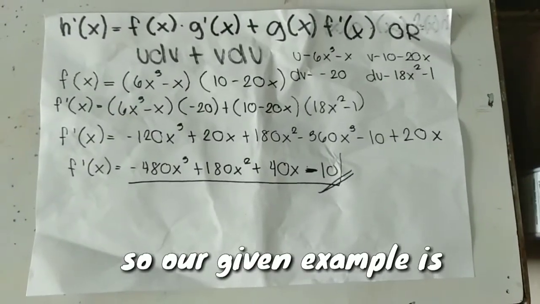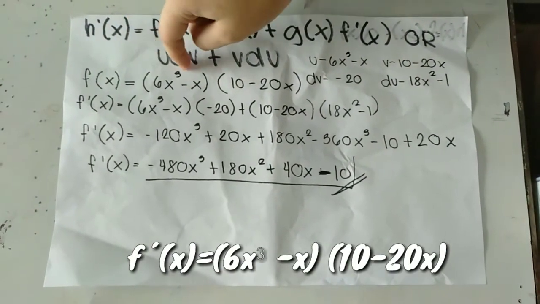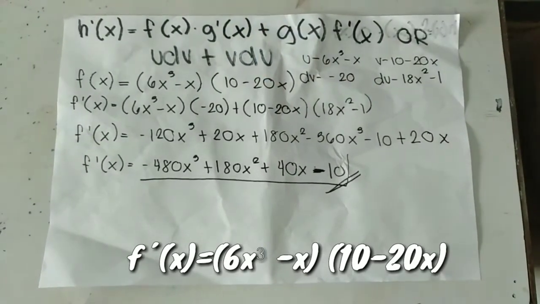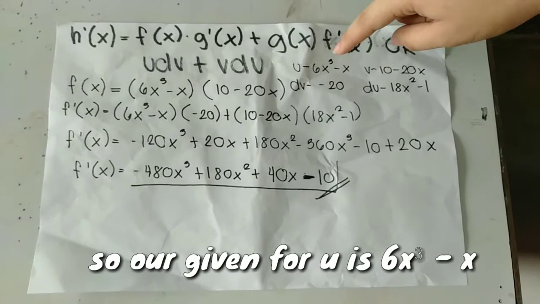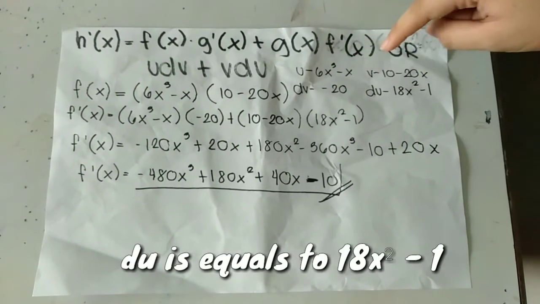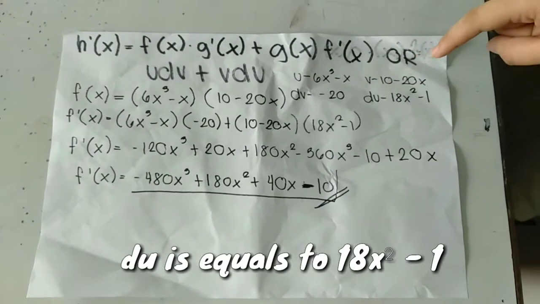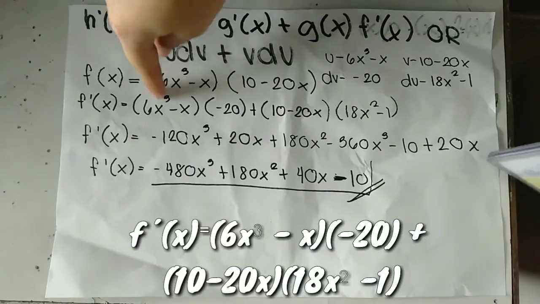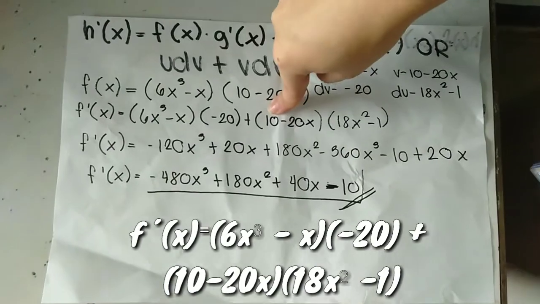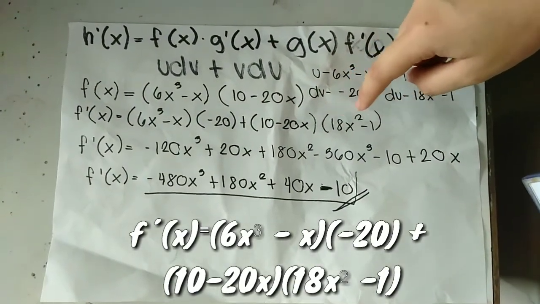So our given example is f of x equals quantity of 6x cubed minus x times quantity of 10 minus 20x. So our given u is 6x cubed minus x. So the derivative of u is du equals 18x squared minus 1. Then 6x cubed minus x times negative 20 plus 10 minus 20x times 18x squared minus 1.